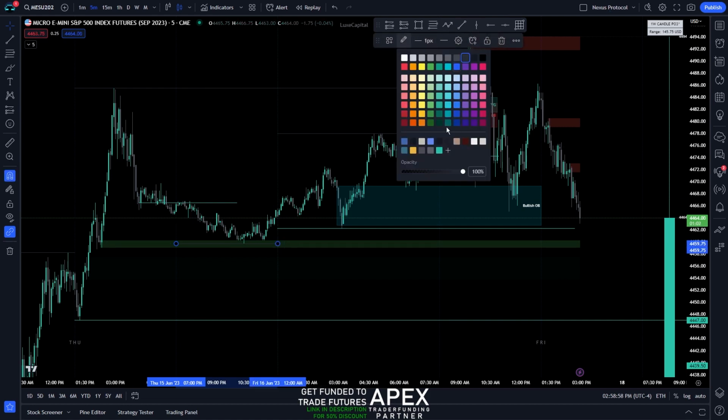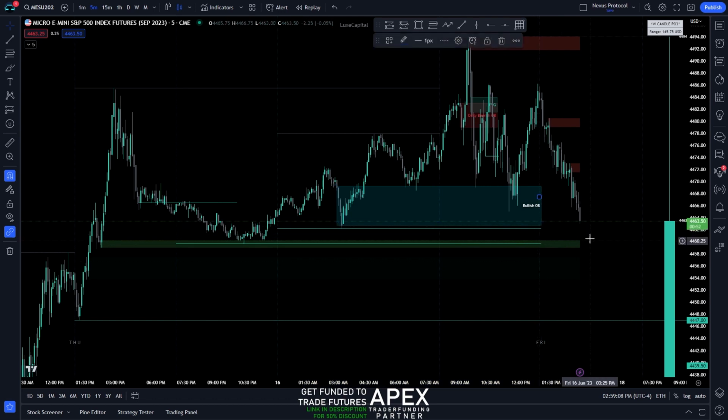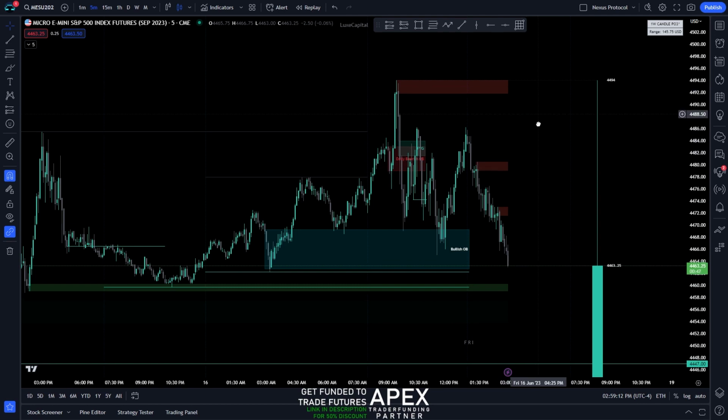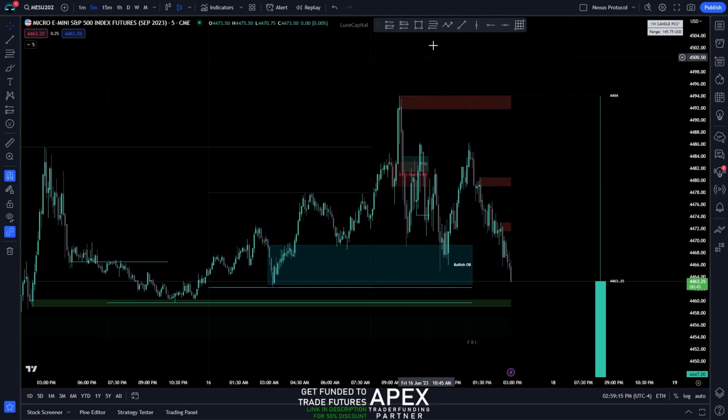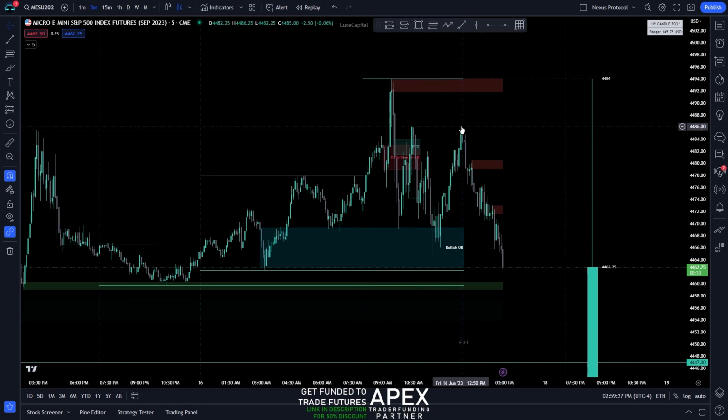So we might sweep this level or sweep this level. Both of which are near term, waiting to be swept, and then I'll look for longs. The high of the morning session is up here. Looks like it's covered up and protected, I guess, by this order block. But I mean, this one can also be targeted. It's pretty close by. There's a couple along the way.